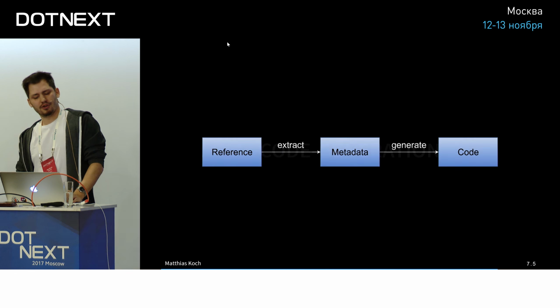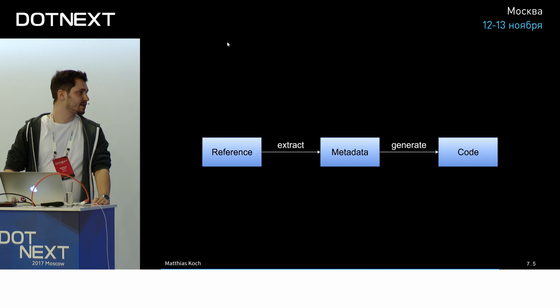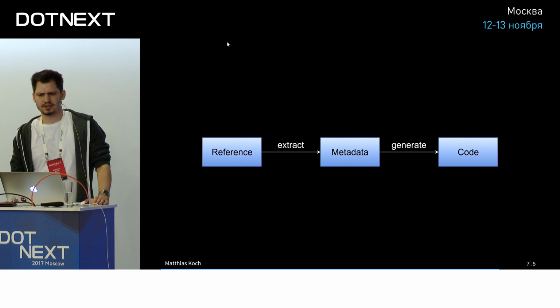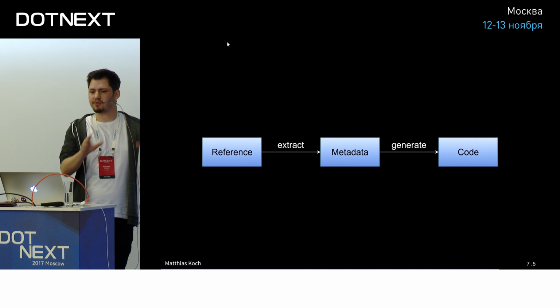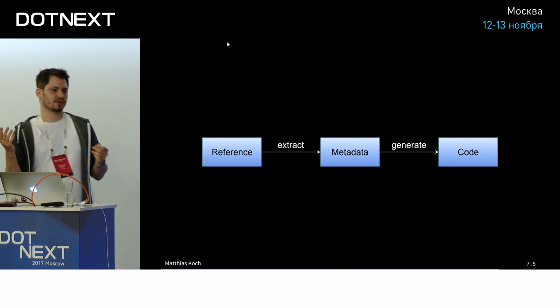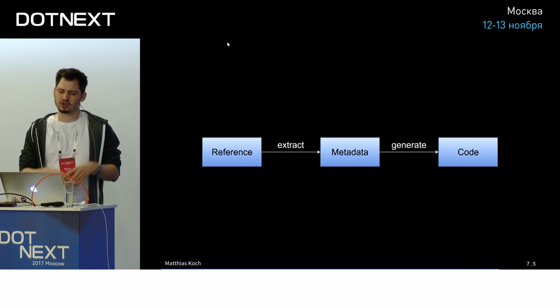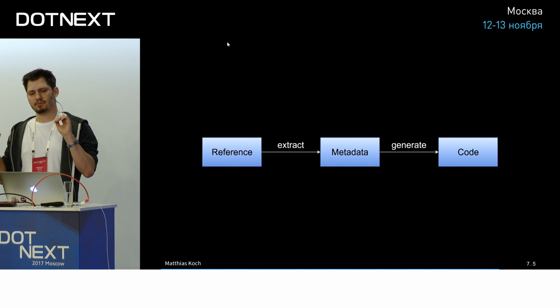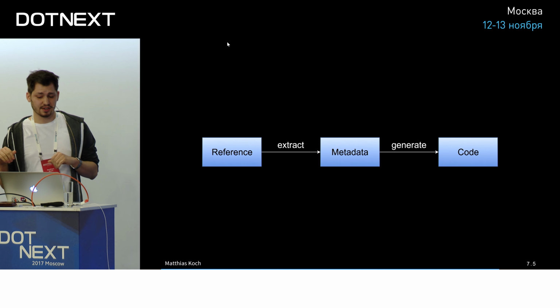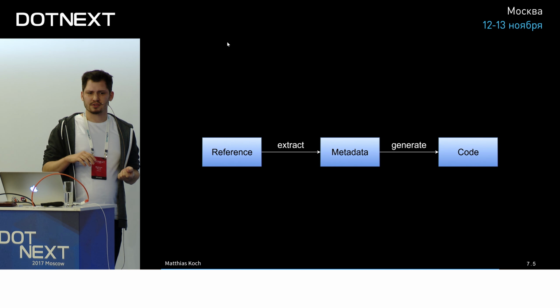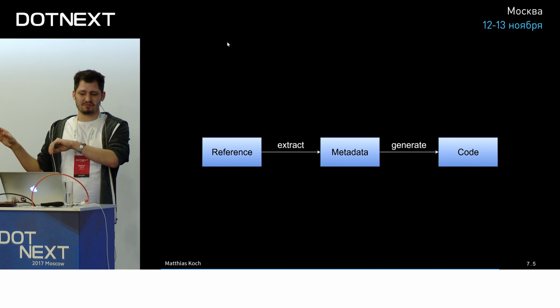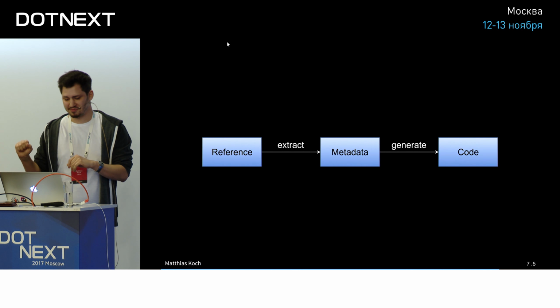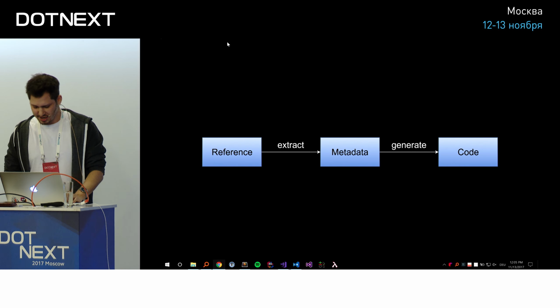And the idea of code generation is basically as follows. At some place you have a reference. If it's written as PDF or an online documentation, you have a reference there. And you just take that reference, extract some metadata, which we will do in a second, and from that metadata you're generating the API, the actual code. So let's do that.